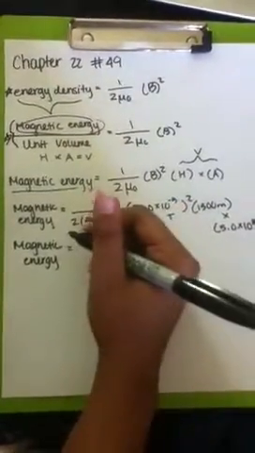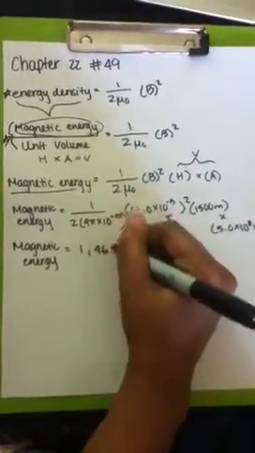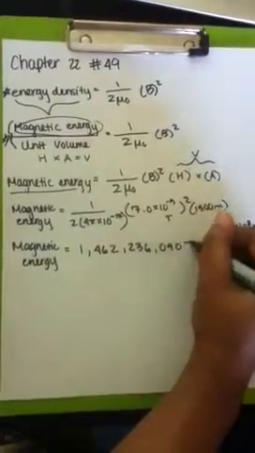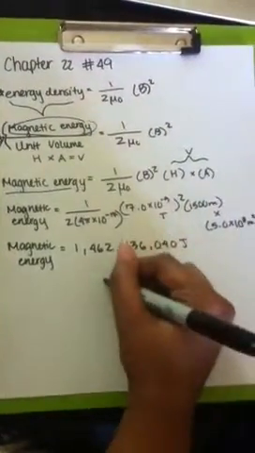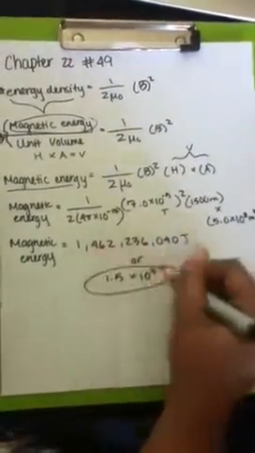And you should come up with a magnetic energy of 1,462,236,040 joules, or you can write that as 1.5 times 10 to the ninth joules.